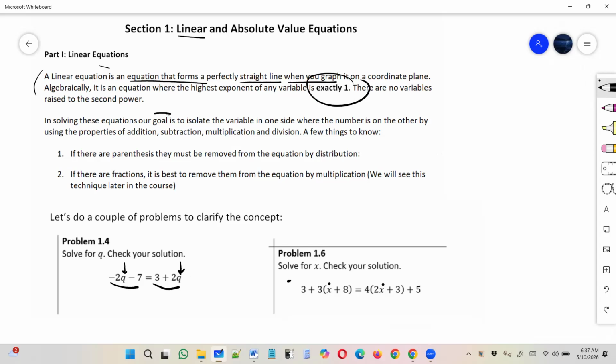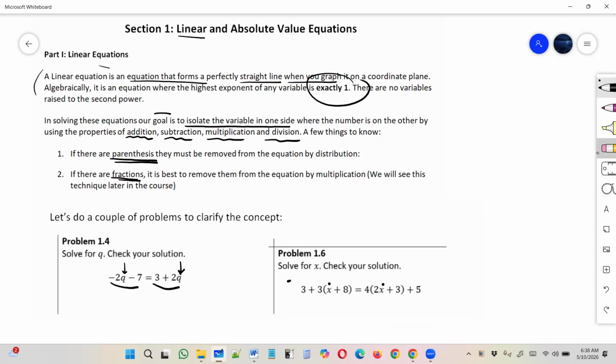Now, the goal in solving a linear equation is to isolate the variable that you're trying to solve for on one side. Through the process of addition, subtraction, multiplication, and division on the equation, we're going to isolate the variable on one side and a number on the other side. If you have parentheses in the equation, they must be removed first. And usually if you have fractions, it's also best to remove them before the actual solving takes place.